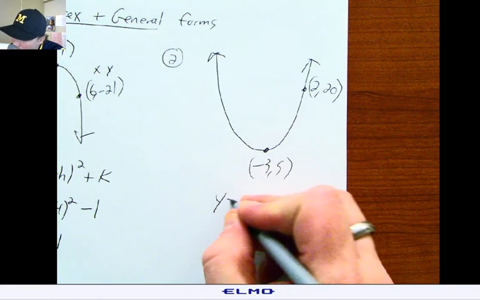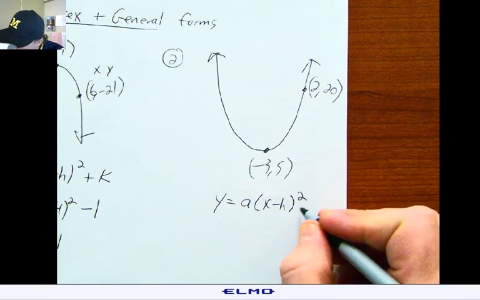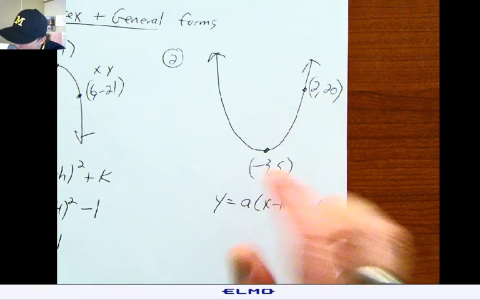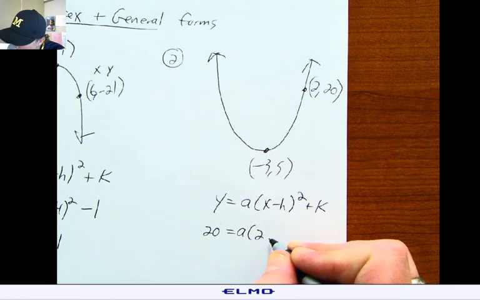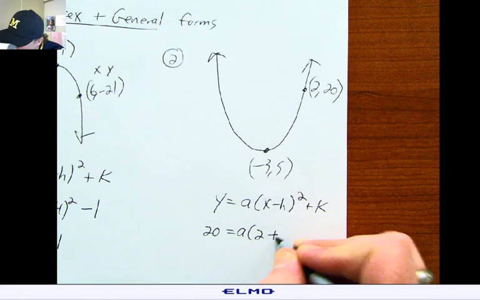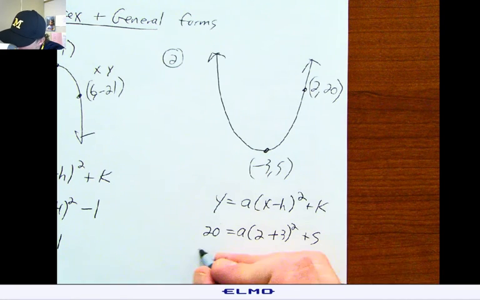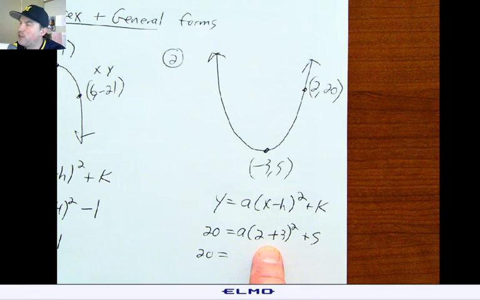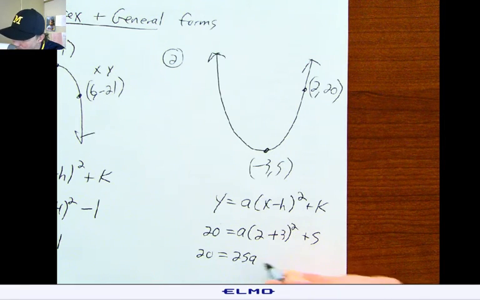Here we go. Y equals a times x minus h quantity squared plus k. This is my x and my y, this is my h and my k. So y becomes 20, x becomes 2, h is negative 3, and k is 5. 2 plus 3, that's 5. 5 squared is 25, so this is 25a plus 5.